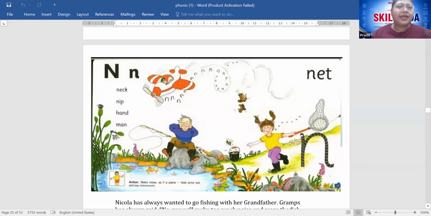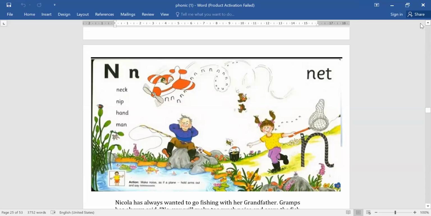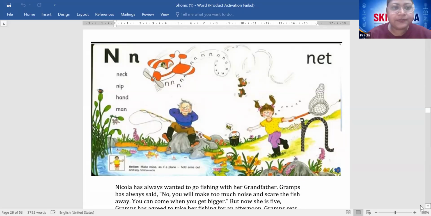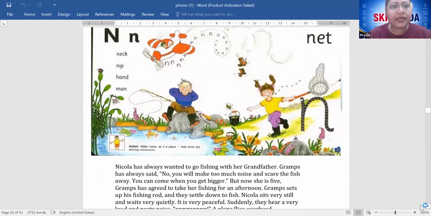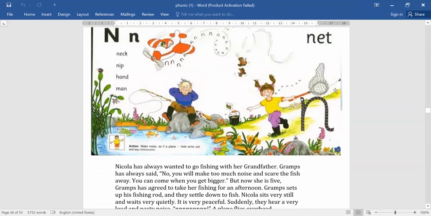Act like we are an aeroplane or a jet and we are moving in the sky. Getting my point? Till here clear? Any doubts? No, ma'am. Okay.